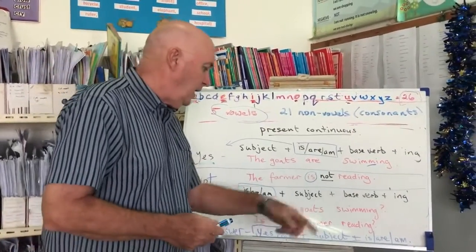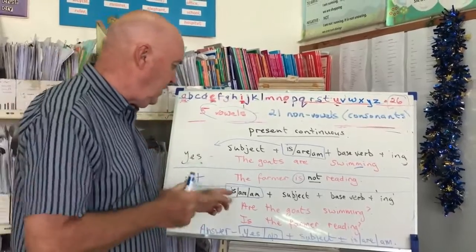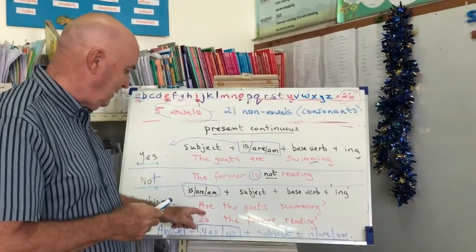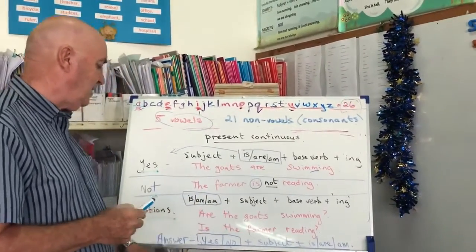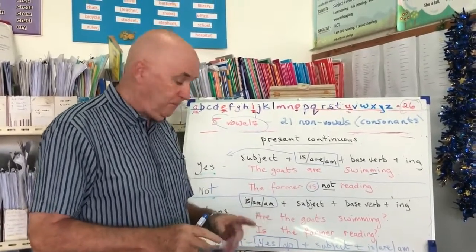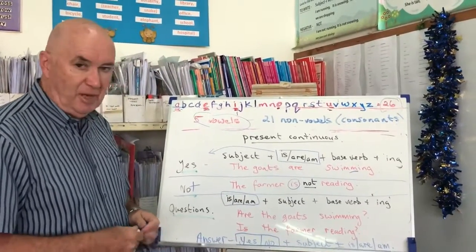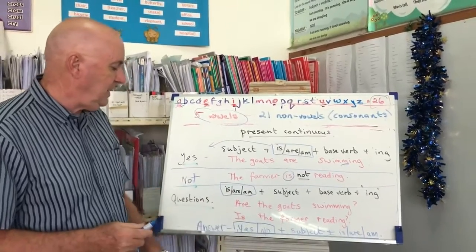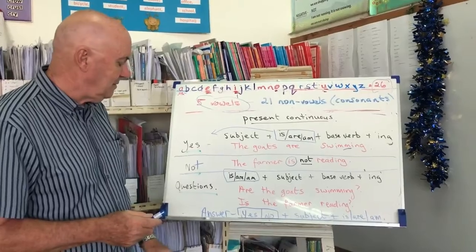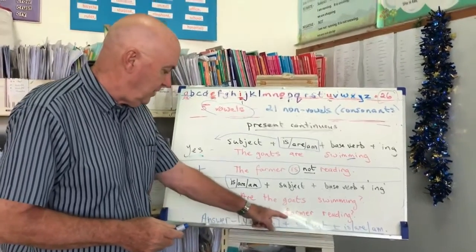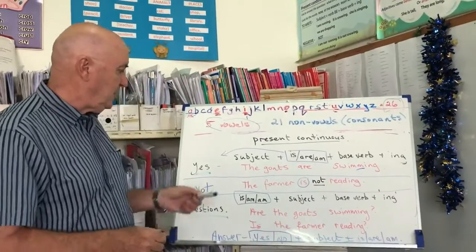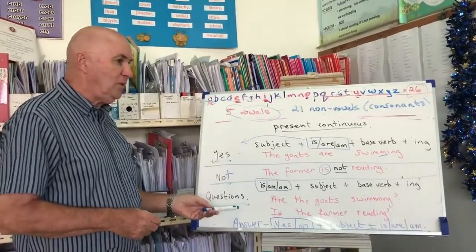So, are the goats swimming? Yes, they are. Are goats, more than one, they, yes they are. Or, no, they are not. Or, is the farmer reading? Answer will be yes or no. Yes, he is. Or, no, the farmer, he is not. So that's how we do yes, no, and questions.